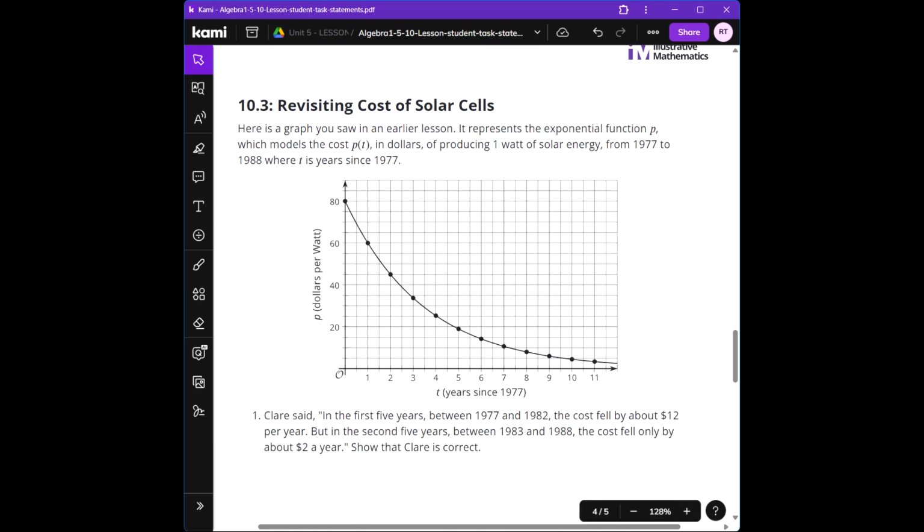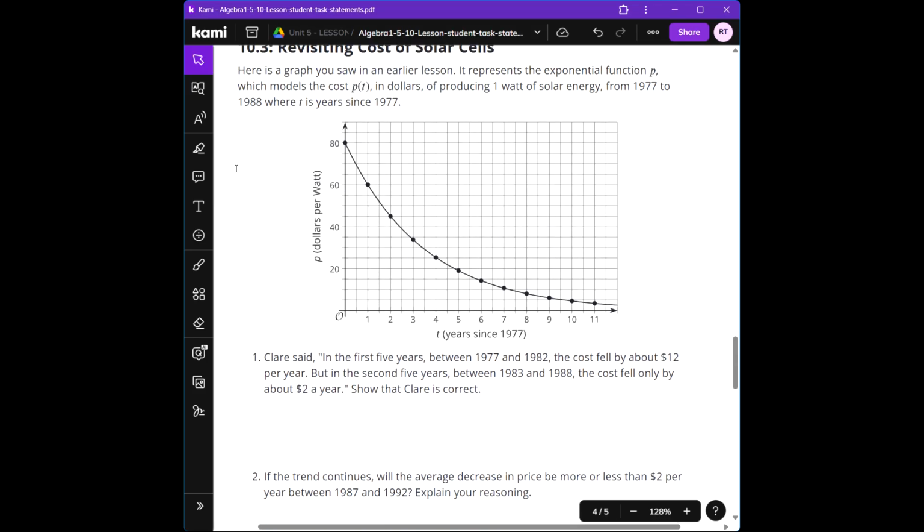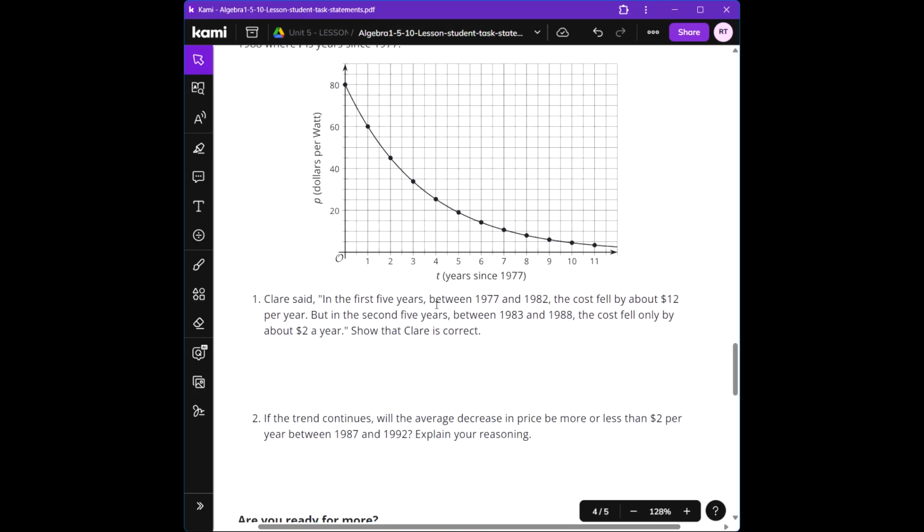Okay, so now let's move on to the next question here. Okay, and so we have this graph. It represents the exponential function p, which models the cost p of t in dollars producing 1 watt of solar energy. Okay, so we saw this at the beginning. Claire said in the first 5 years, between 1977 and 82, the cost fell by about $12 per year, but in the second 5 years, it fell only by about $2 a year. So show that Claire is correct here.